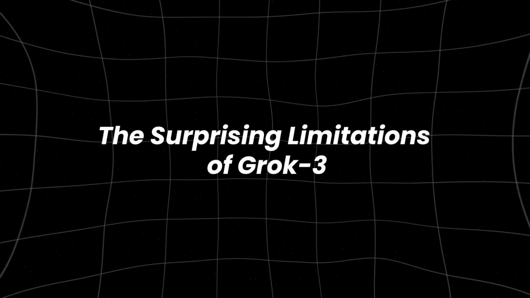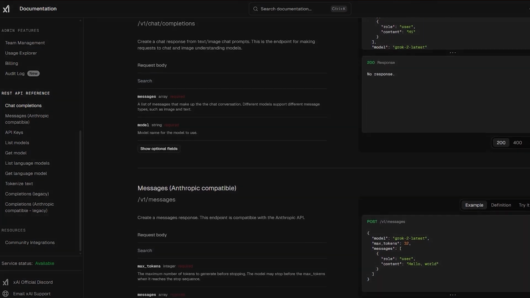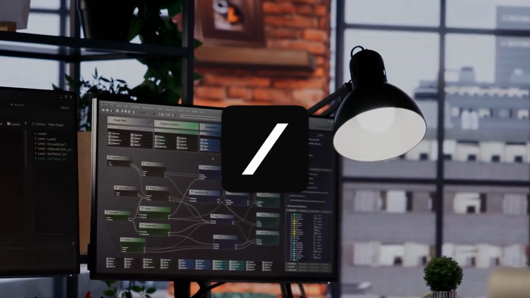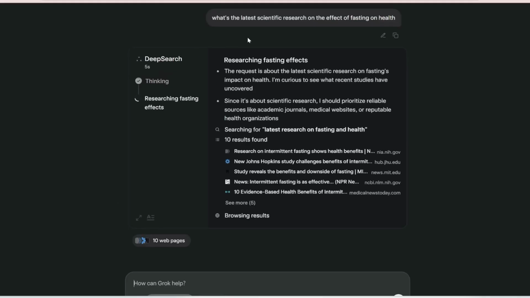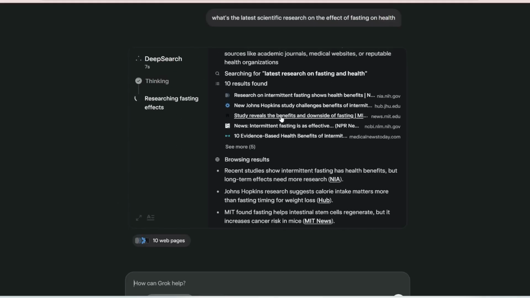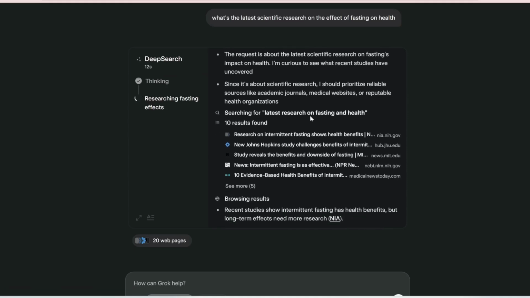The surprising limitations of Grok-3. Despite its strong reasoning capabilities, Grok-3 still has noticeable weaknesses. One of the biggest issues reported so far is its tendency to hallucinate URLs and provide incorrect citations when using Deep Search. Karpathy himself pointed this out.